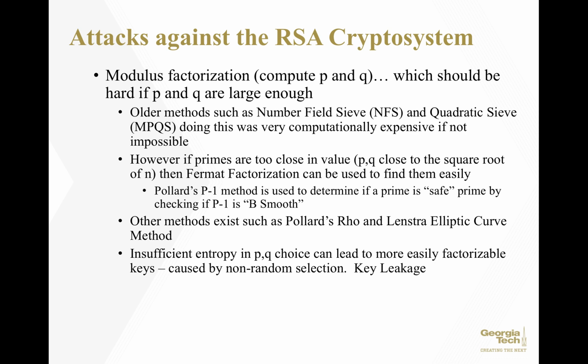Basically, if there is insufficient entropy in the P and Q choice, they are easier to factorize, and therefore the security of the exchange becomes at risk. Key leakage is basically information that's given by the public key, which allows the attacker to understand how that key was generated, what algorithm was behind it.